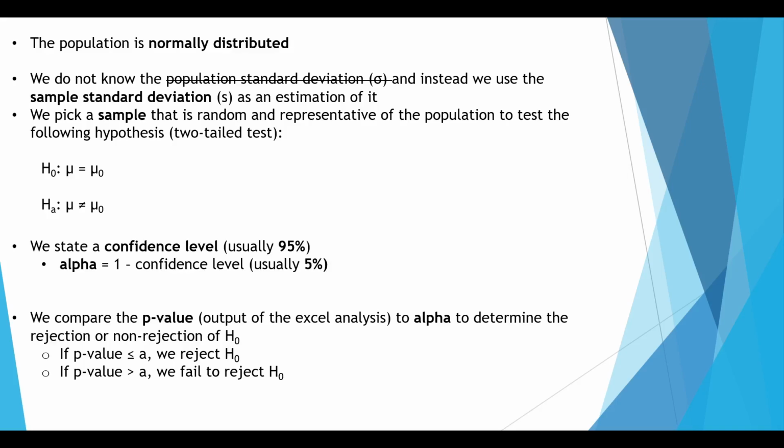At the beginning, we have to state a confidence level that is usually set at 95%. And of course, the alpha value or significance level is equal to 1 minus the confidence level, and it is usually equal to 5%. We need alpha to compare it to the p-value that is included in the output of the Excel analysis to determine the rejection or non-rejection of the null hypothesis. So to be more specific, if the p-value is equal or lower than alpha, we reject the null hypothesis, while if the p-value is greater than alpha, we fail to reject the null hypothesis.